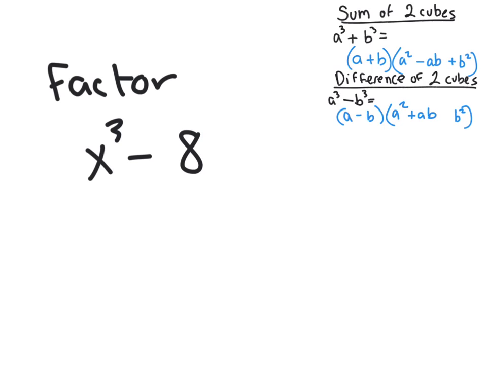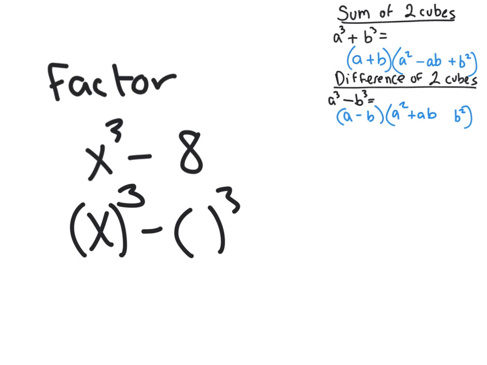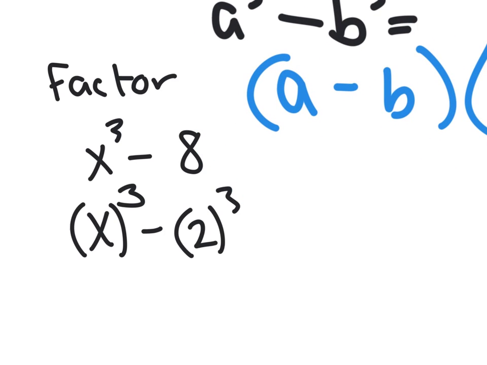So the very first step would be to write it as x to the third minus what to the third? That 8 becomes a what to the third power? 2 to the third power. So this is your first step. Now, why would I want to rewrite this to look like this? I want to do that so I could actually see my a and b term right here. My a and my b, I could see it. My a is x, and my b is 2.